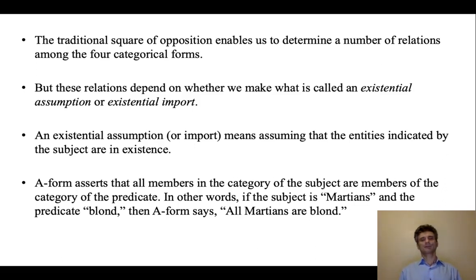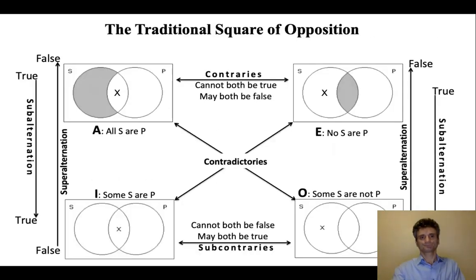However, this relationship, as I said, depends on the existential import. I can make those inferences. So for example, I can say that if A is true, it follows that E is false, and it follows that O is false. And it follows that I is true.